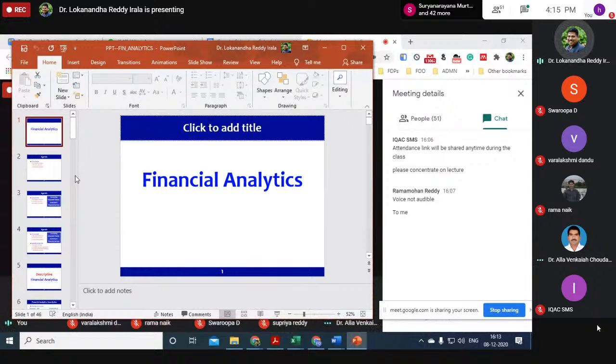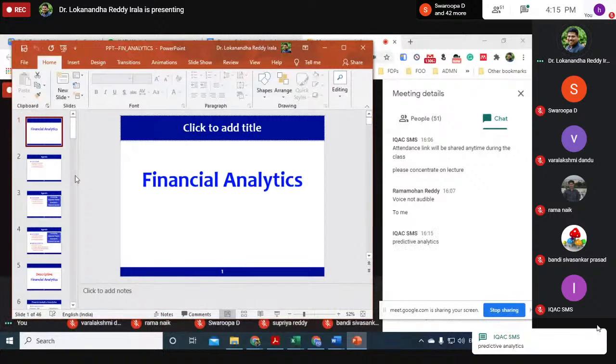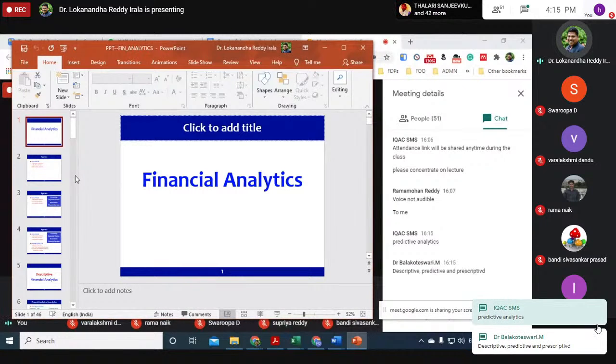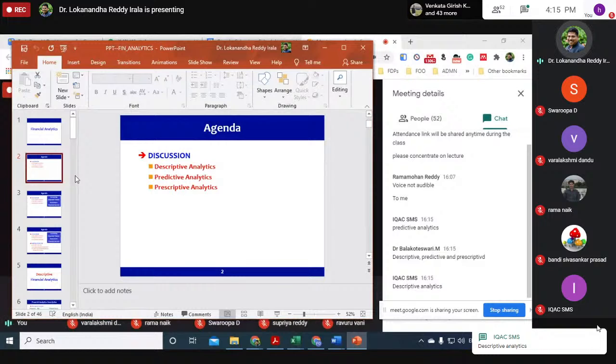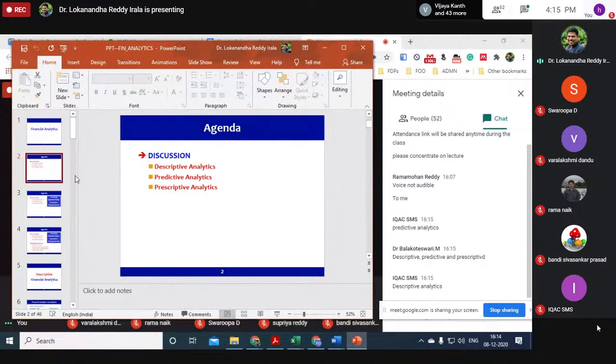Or even you would have read in the recent literature, wherever you talk about analytics, we talk about three types of analytics. Predictive analytics, yes. Descriptive, predictive, and prescriptive. Good. So thank you for that input. So there are three basic types of analytics: descriptive analytics, predictive analytics, and prescriptive analytics.